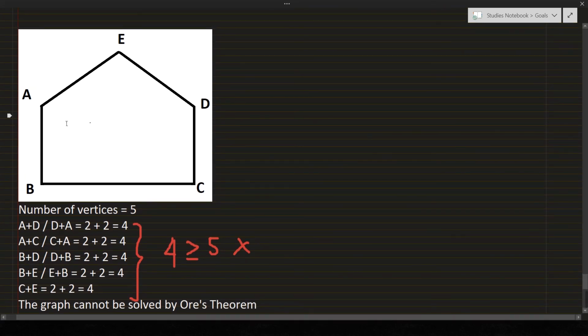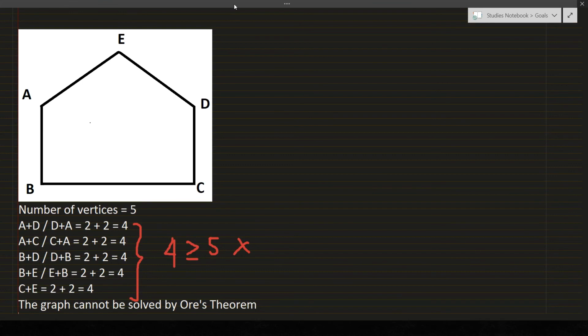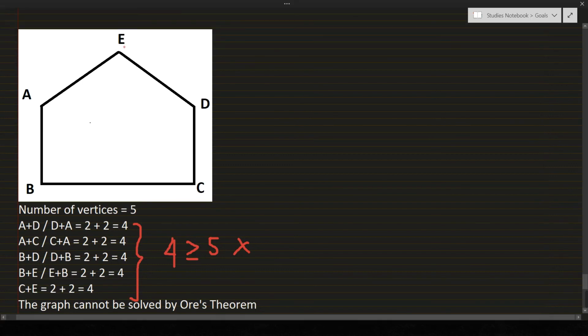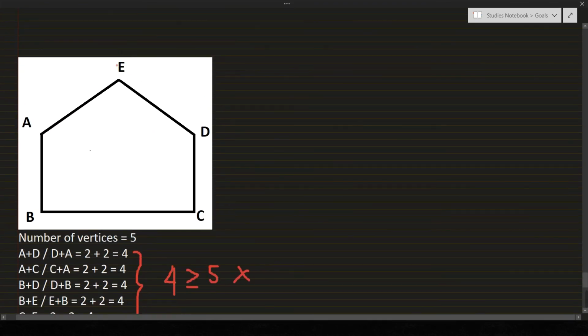But is this graph a Hamiltonian circuit? Let's check. So let's start at vertex E. I can go to A or D, but I'll choose letter D. So this one will be our 1. From D to C, 2. From C to B, 3. From B to A, 4. And lastly, from A to E.